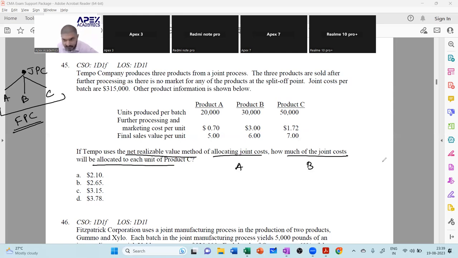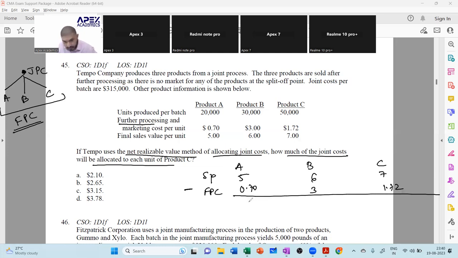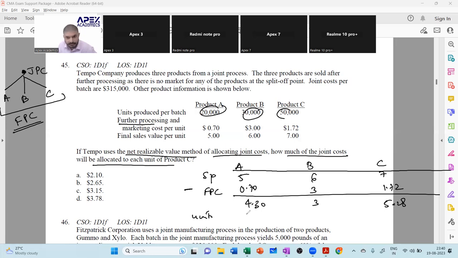A, B, C. Selling price 5, 6, 7. Further processing cost $0.70, $3, $1.72. What are you left with? $4.30, $3, $5.28. Are you with me on that? Yes. What are the units? 20, 30, 50.